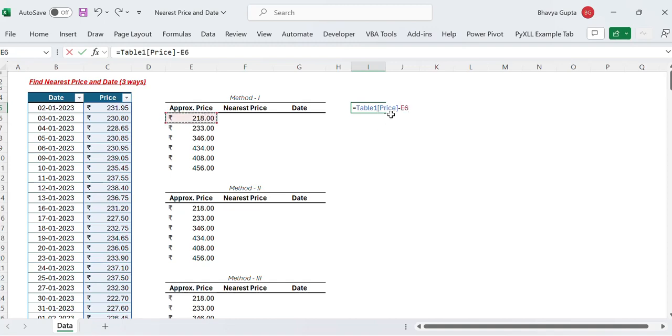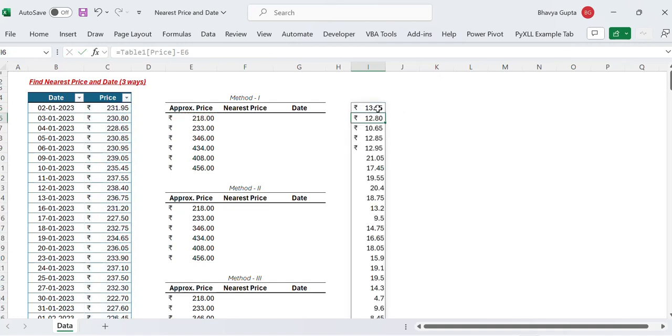And one thing we could do is the opposite as well. Here from this price we are subtracting the approximate price, but from the approximate price we could subtract these prices as well, because at the end we are neutralizing the differences, so the signs will be gone. It doesn't matter on which side we have the difference, right? So we could do it that way as well.